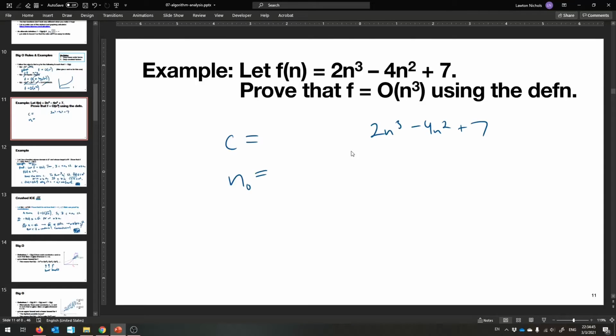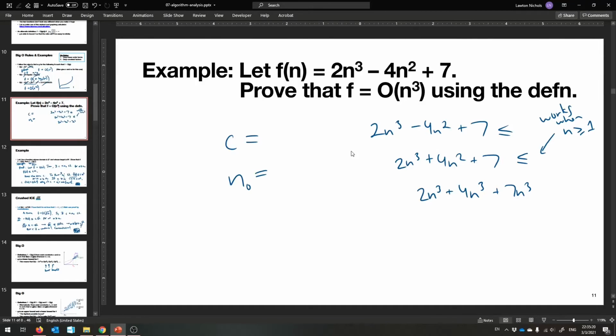That is always going to be less than or equal to 2n cubed plus 4n squared plus 7, because n is going to be positive, or at least not negative. And that's going to be less than or equal to, watch me do this, 2n cubed plus 4n cubed plus 7n cubed. And this works when n is greater than or equal to 1, right? As long as n is greater than or equal to 1, this is always less than this. Yeah, less than or equal to.